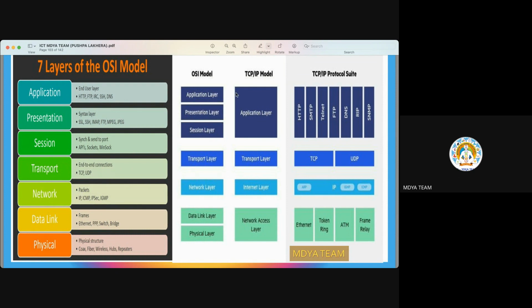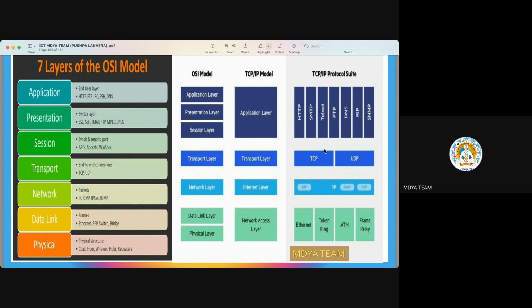So just remember that the OSI model has 7 layers and TCP/IP has 4 layers. The application layer communicates with this type of protocols to transfer the data, and these are all application-based protocols. What type of application you want, what type of file you want to send, accordingly this type of protocol gets selected.